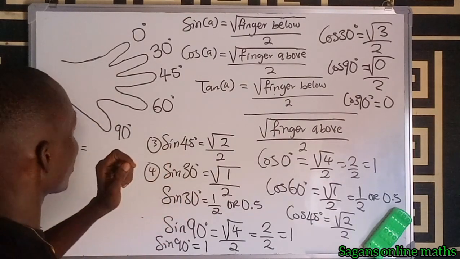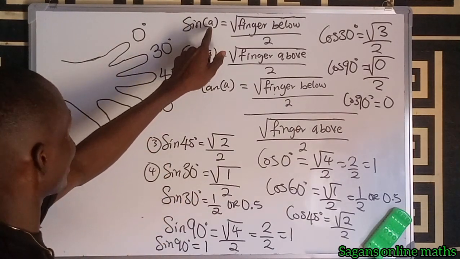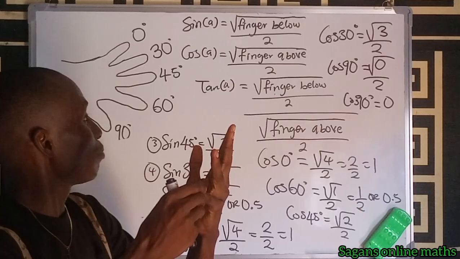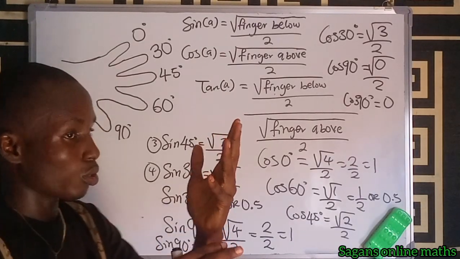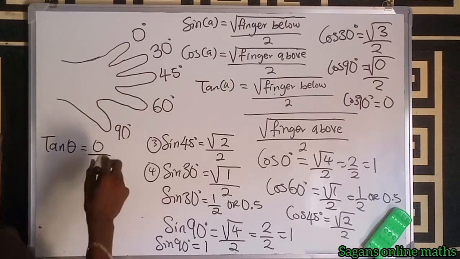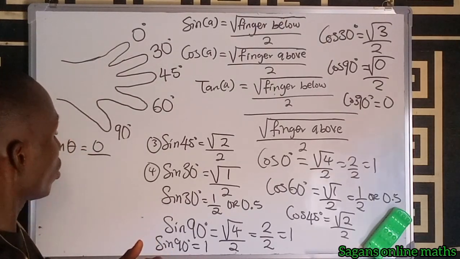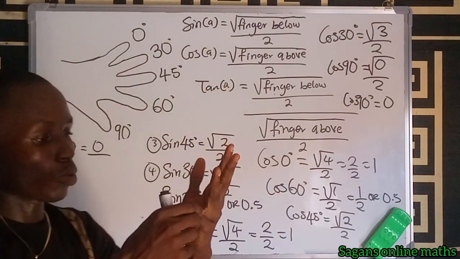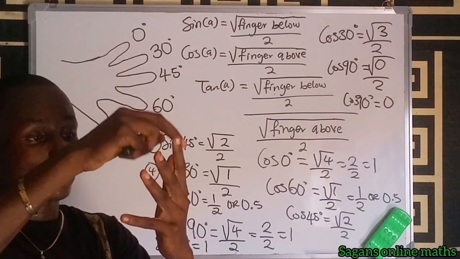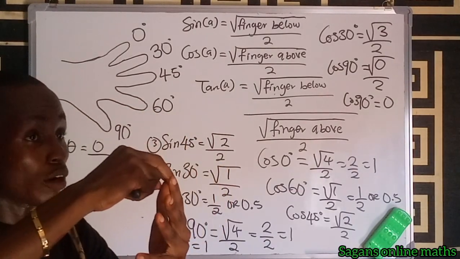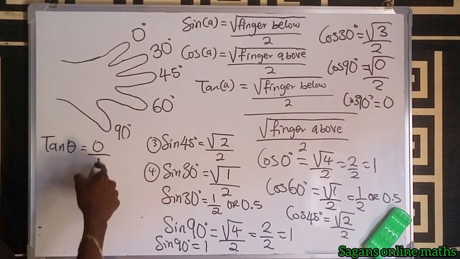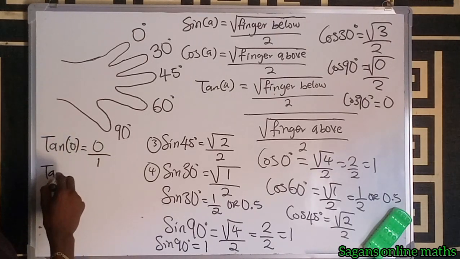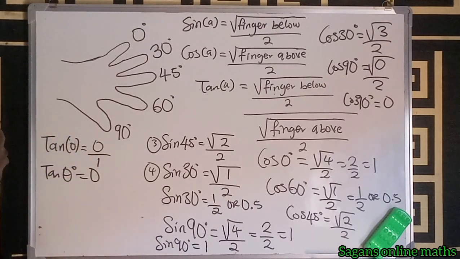Remember that we know sine. Let's know sine 0 first. Look at 0 here. So sine simply means square root of the number below divided by 2, which is 0. So sine 0 is 0. So this will be 0 divided by cos 0. Let's see cos 0. Square root of the number above. Look at above. Above is just 4, and square root of 4 is 1. So 0 divided by 1 is 0. So tan 0 degree is equal to 0.